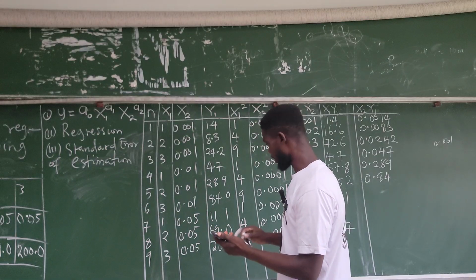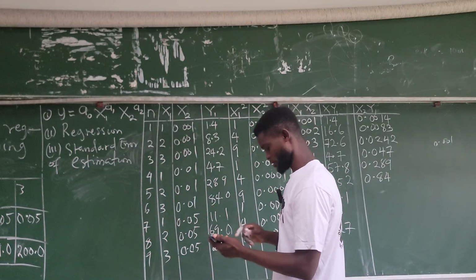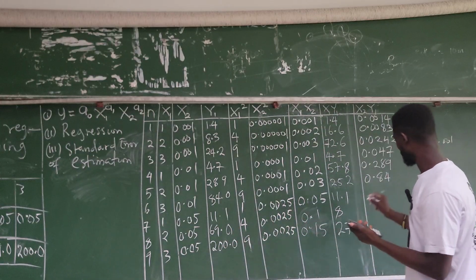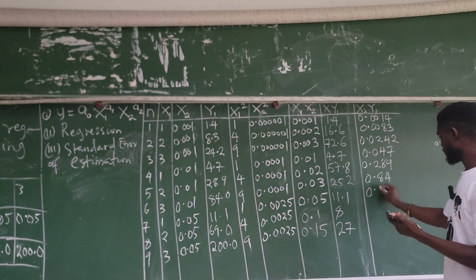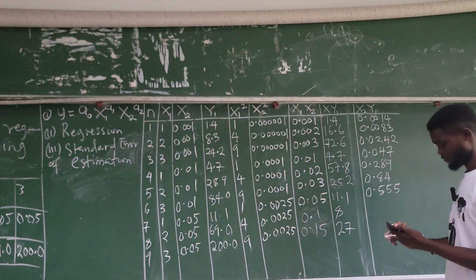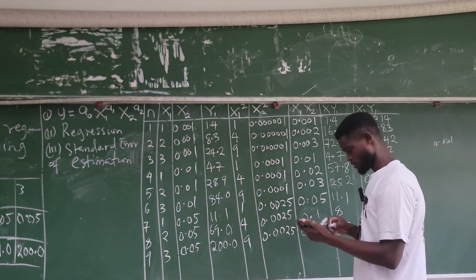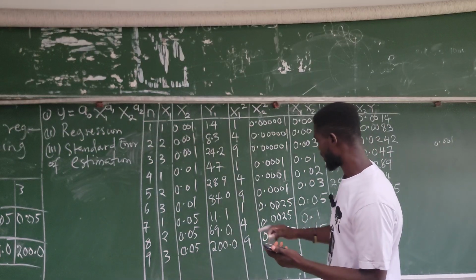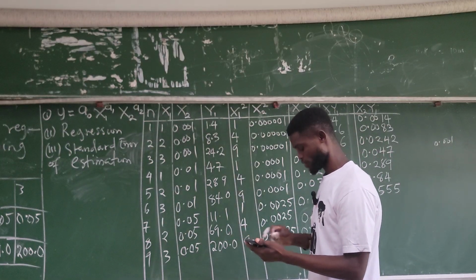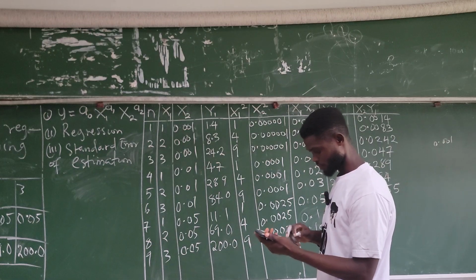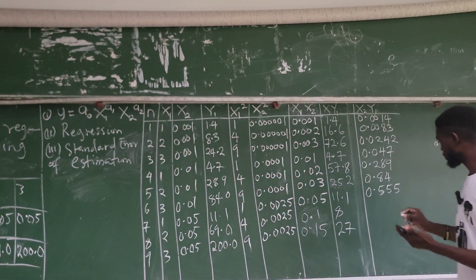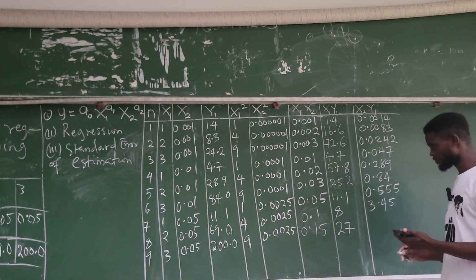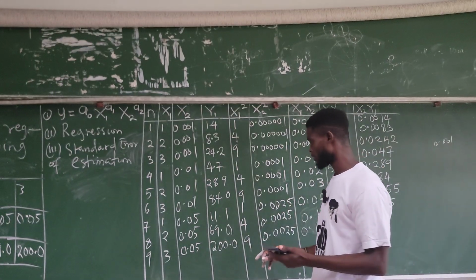So after that, we are going to have 0.05 times 11.1. That will give you 0.555. So we have 0.05 times 69.0. That will give us 3.45.